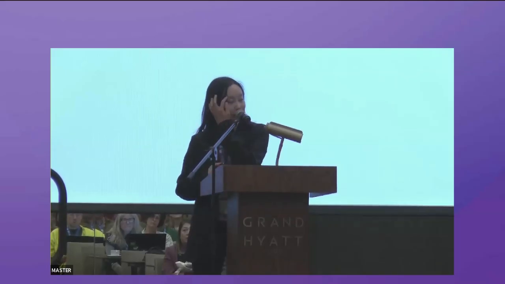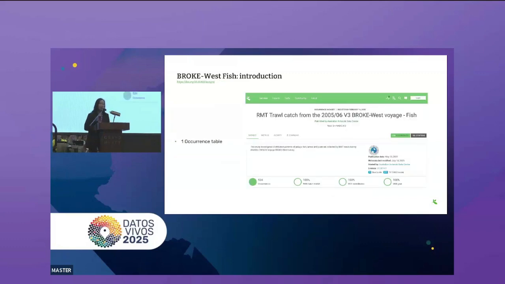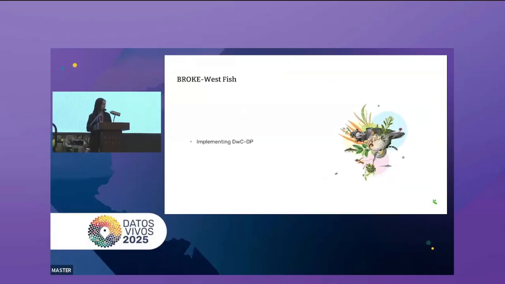The BROKE-West fish data set contains fish records from a survey conducted from January to March 2006 in the region in the Southern Ocean. The goal is to have a baseline assessment of the biodiversity in that area. It was published in 2008 as a single occurrence table. Now we wonder how much more enrichment of this data set can be done if we map it to Darwin Core Data Package.